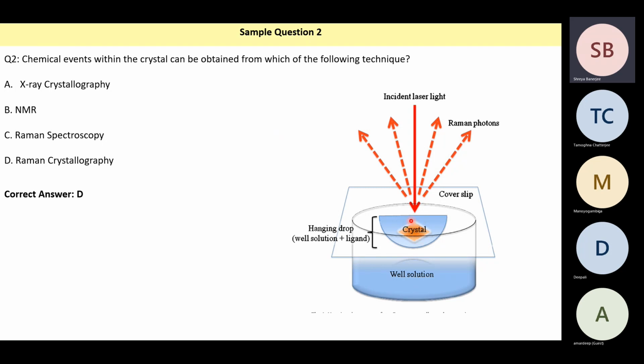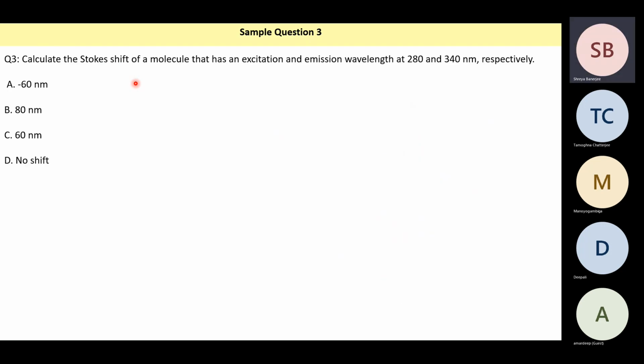As I said, if we have an enzyme and an inhibitor of the enzyme, and we want to find out how the inhibitor is stopping the enzyme activity, then we can co-crystallize the enzyme and inhibitor. Through Raman crystallography, we can observe the chemical changes happening inside the crystal. So Raman crystallography is the method using which chemical events within a crystal can be studied. The next question is, calculate the Stokes shift of a molecule that has excitation and emission wavelengths at 280 and 340 nanometer respectively.